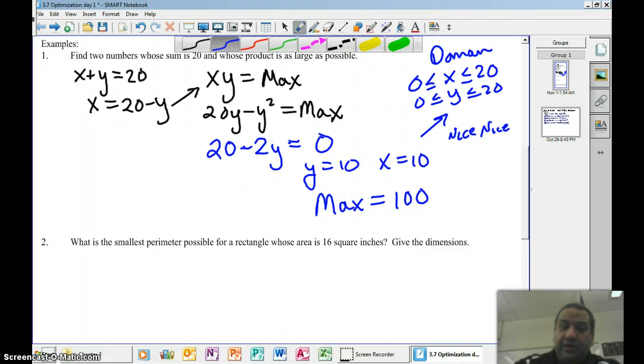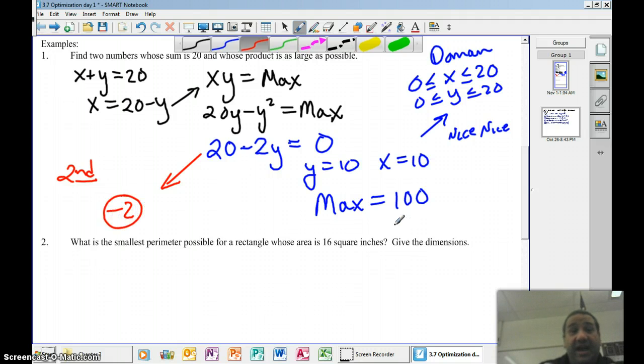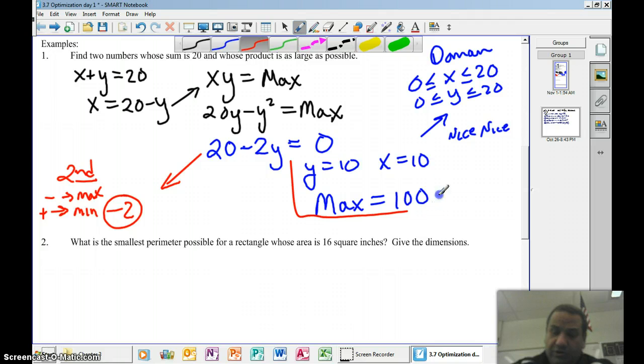The last thing I'm going to do is check the second derivative. If I take another derivative of this, the second derivative, it'll be -2. So that means the number I've got is a max. Remember, when you take the second derivative, if it's a minus, it's a max. If it's plus, it is a min. So this always comes out to -2, so it's a max. Done. Problem finished. So it has to be 10 and 10.